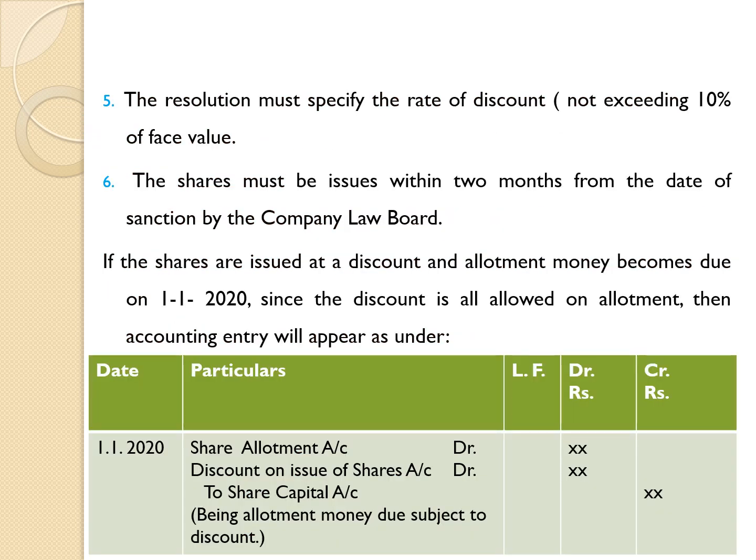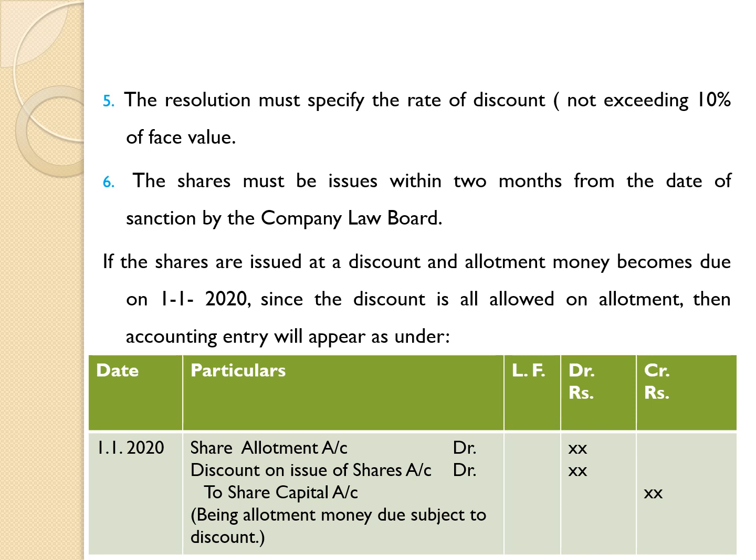The resolution must specify the rate of discount. It is noticed that the rate of discount should not exceed 10% of the face value. The shares must be issued within 2 months from the date of sanction by the Company Law Board. These are the restrictions that should be followed by a company while issuing its shares in the open market at discount.